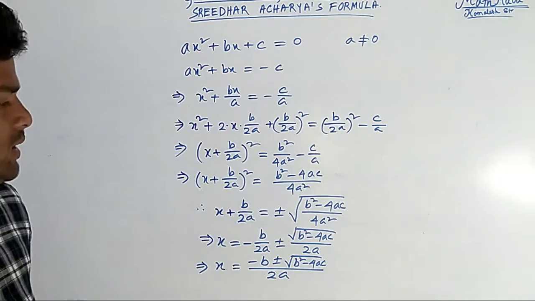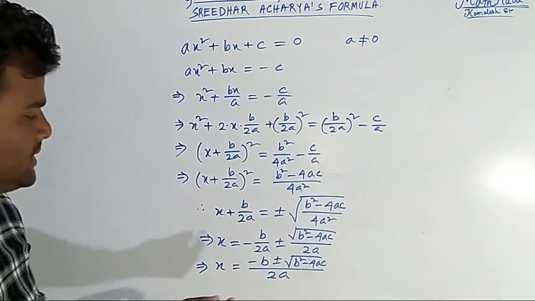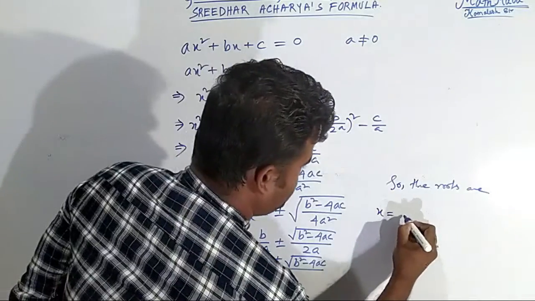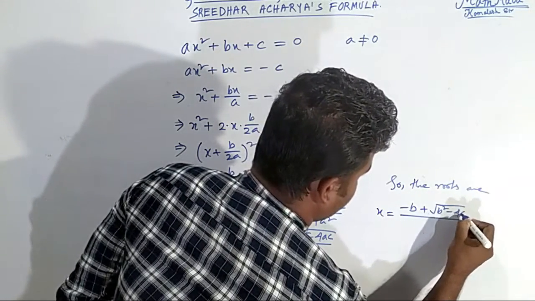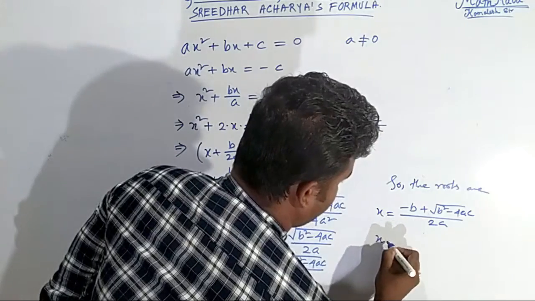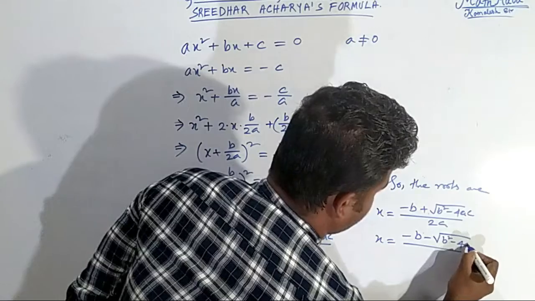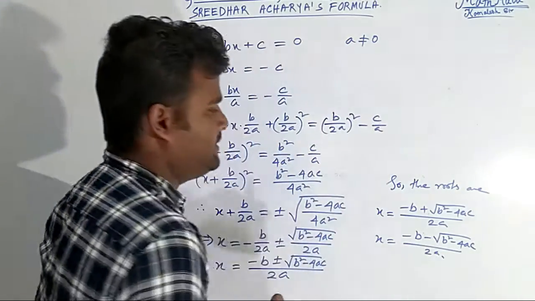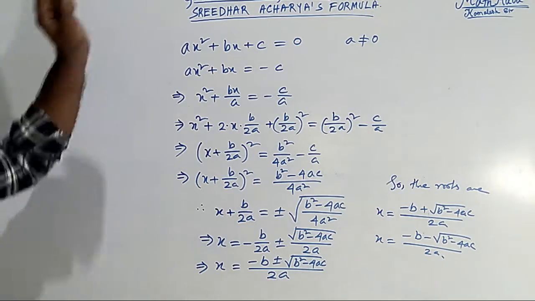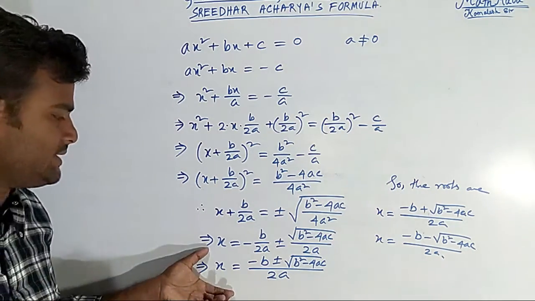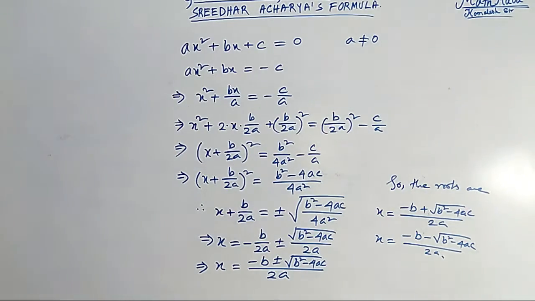This is the formula of Siddhar Acharya. Since this is a quadratic equation, there are two roots. So the roots are x is equal to minus b plus root over b squared minus 4ac by 2a, and the other root is minus b minus root over b squared minus 4ac by 2a. That's it. These are the two roots of a quadratic equation by Siddhar Acharya's formula, and this solution is the general solution of any quadratic equation.